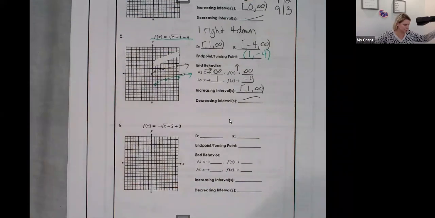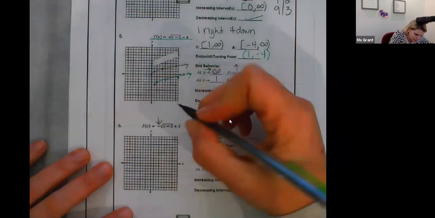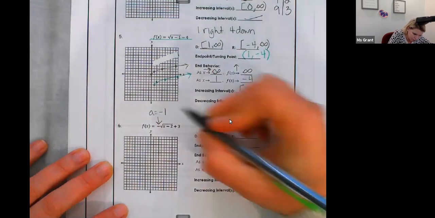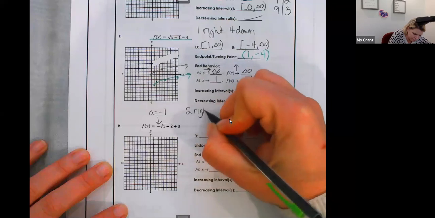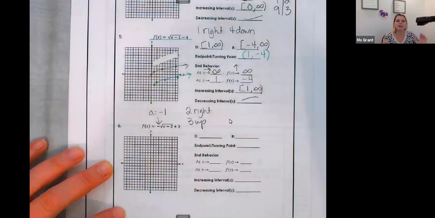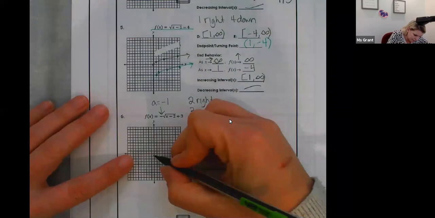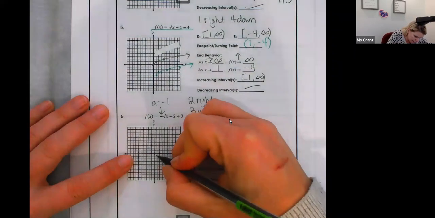Number 6. Oh, there is a negative leading the way. So there's like a -1 for A. 2 to the right, 3 up. Let me draw the parent function for you in pencil. If it's a negative, it goes downward like this.